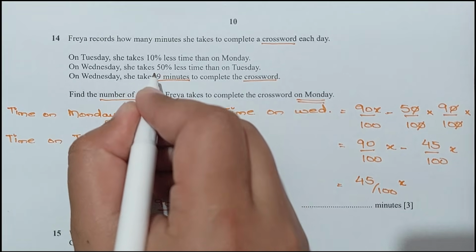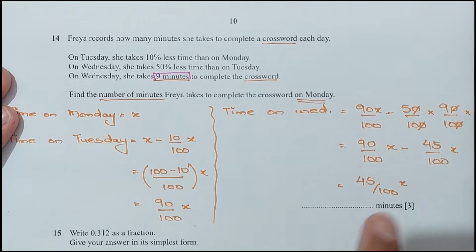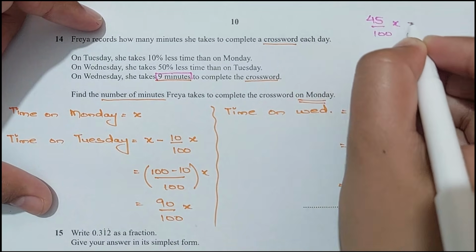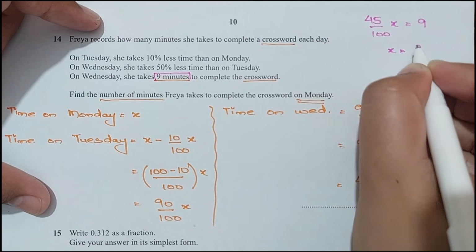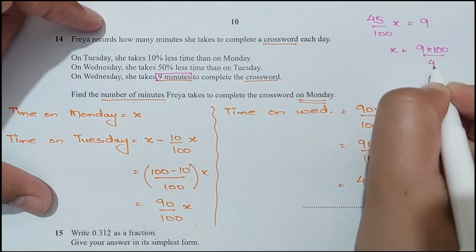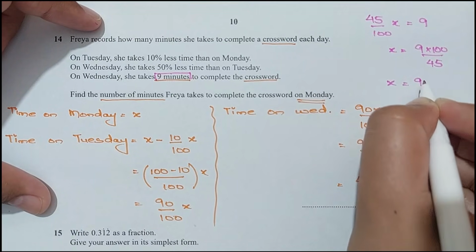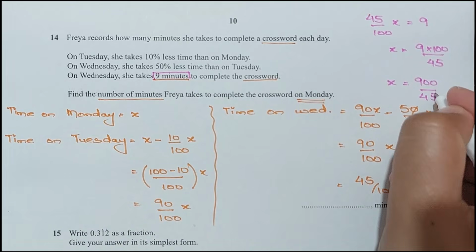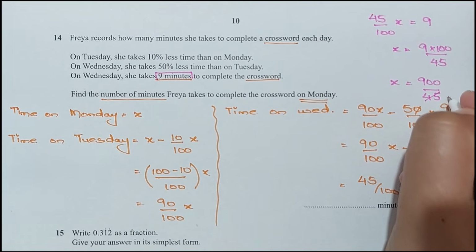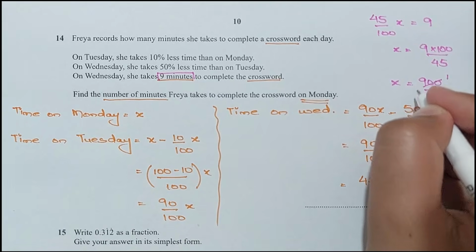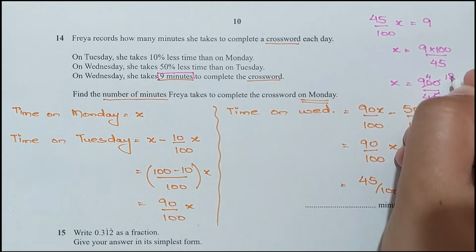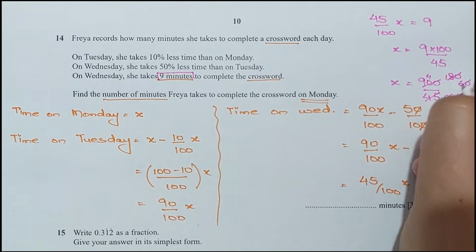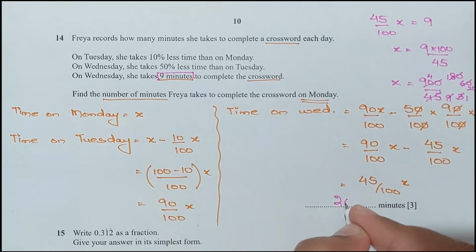Okay, and the time on Wednesday is just 9 minutes. Now put this equal to 9. So we can say 45 out of 100x equals 9. What is x? 9 times 100 over 45. So x would be equal to 900 over 45. Okay, cancel with the 5 times table. 5 times 9 is 45, 5 times 8 is 40 and 0. 3 times 3 is 9, 3 times 6 is 18 and 0, 3 times 1 is 3, 3 times 2 is 6 and 0. So it takes 20 minutes on Monday.